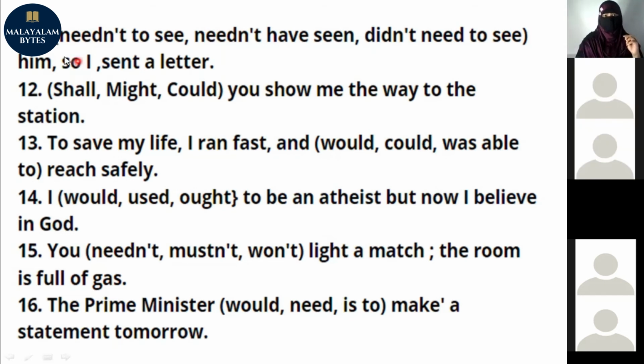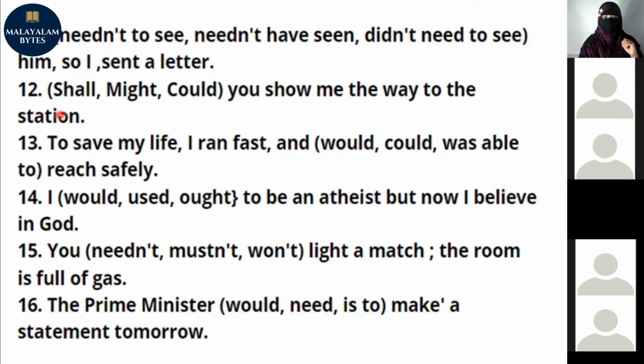Okay, so I needn't have seen him, so I sent a letter is not so correct. I didn't need to see him, so I sent a letter is more correct because of the tense, and also the reason is being expressed here. What about the next one? Shall, might, could. Could you show me the way to the station? It is a polite request.